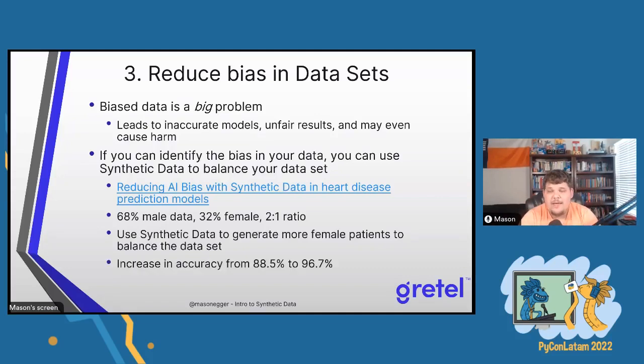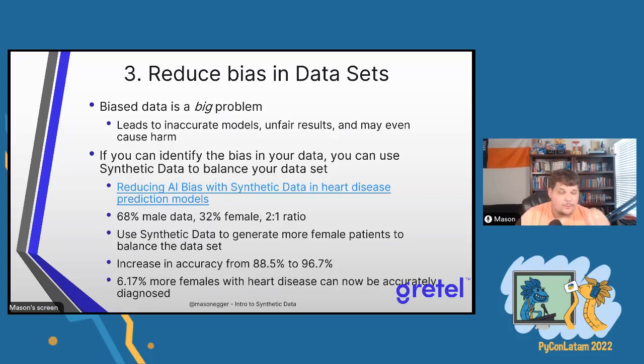And we were able to increase the accuracy of the model from 88.5% to 96.7% in being able to predict heart disease. And that's not just because we got more ability to predict it in women. That is true: 6.17% more females were accurately diagnosed with heart disease. But what was really interesting is that the prediction model for males with heart disease also went up, because when you remove the bias, it's now balanced and the model wasn't guessing. So it was able to figure it out. Not only did balancing it increase the prediction rate for females, it also helped increase the prediction rate for males as well.